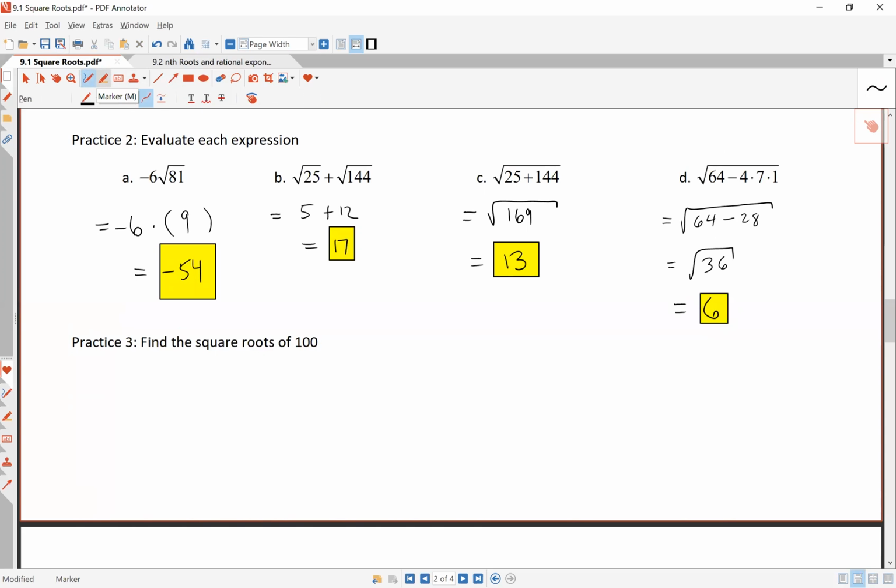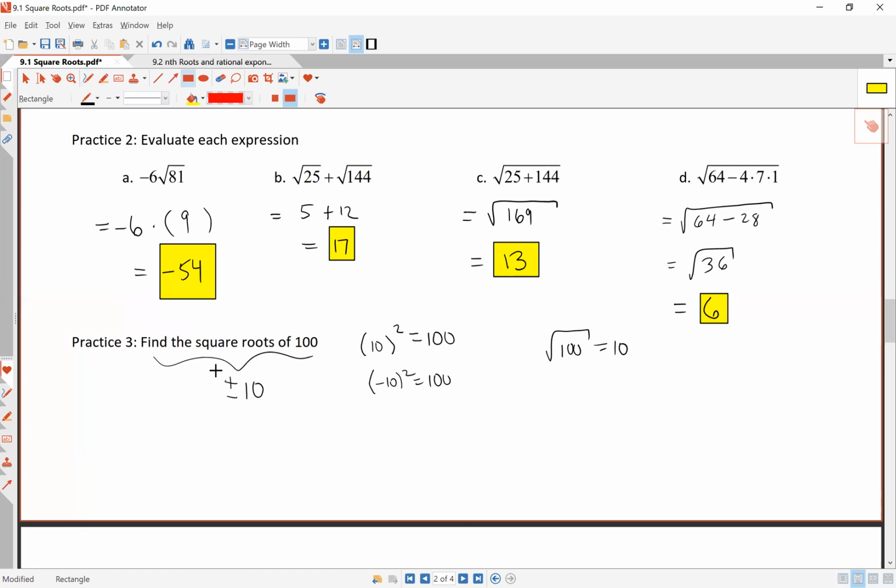And practice 3, I hope you remember that there were 2 square roots of a number. When we find the square roots of 100, we're asking for the numbers that you can square and get 100. So you can square 10 and you can square negative 10 to get 100. So the square roots of 100 are plus or minus 10. The principal square root of 100 is 10, but the square roots of 100 are plus or minus 10.